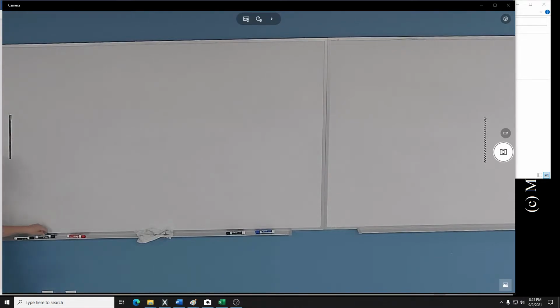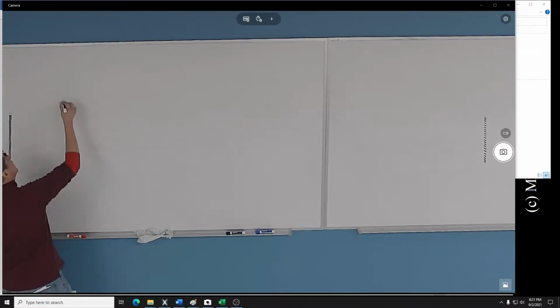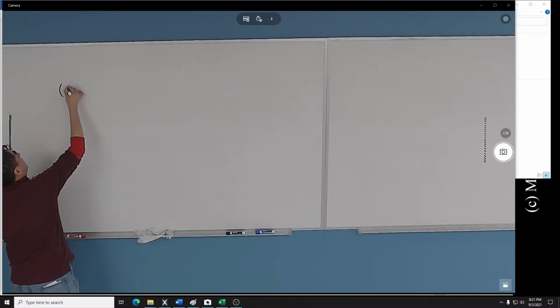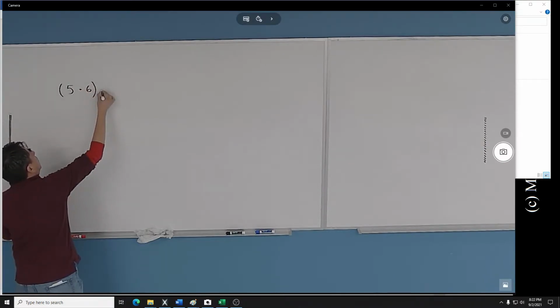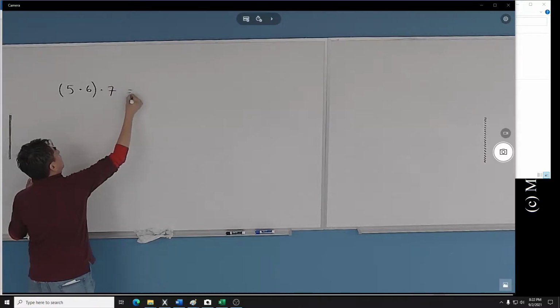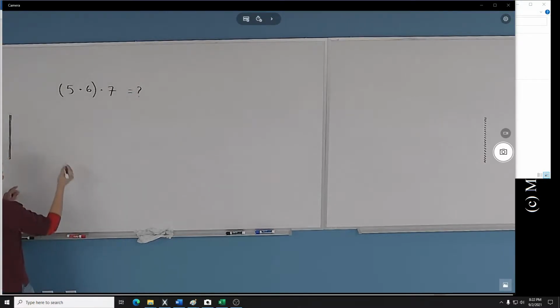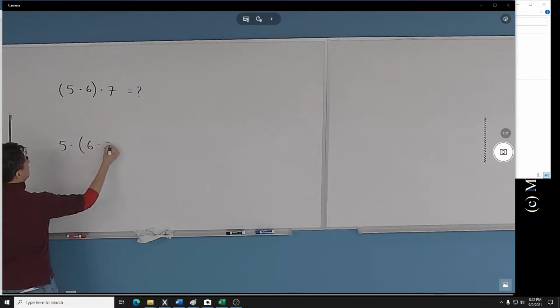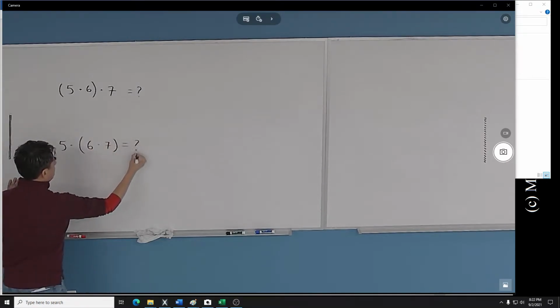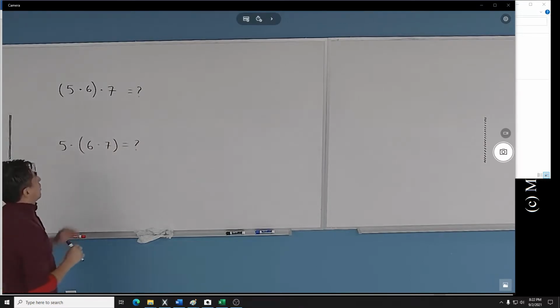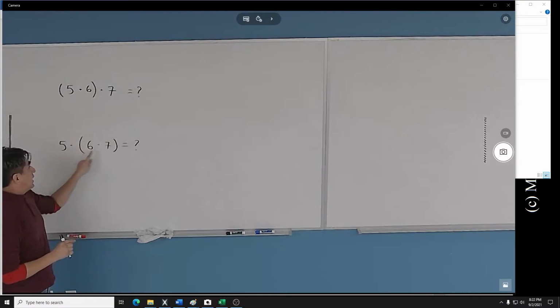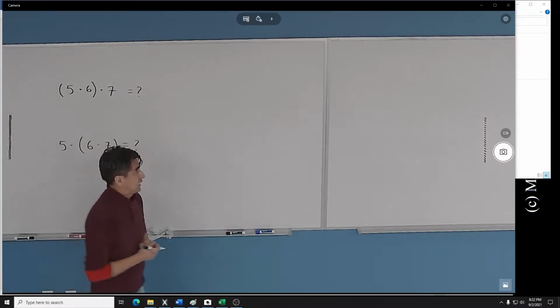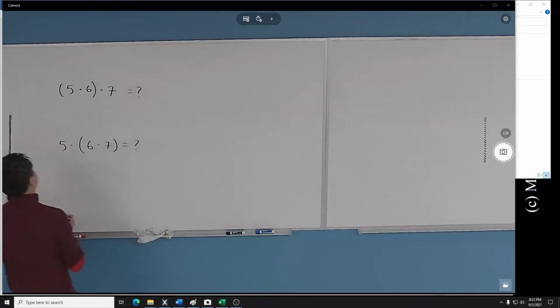So let's compute. On the one hand, the quantity 5 times 6 multiplied by 7. Let's find the answers to that. On the other hand, let's compute 5 times the quantity 6 times 7. Now, here the multiplication is multiplication modulo 8. So let's begin.